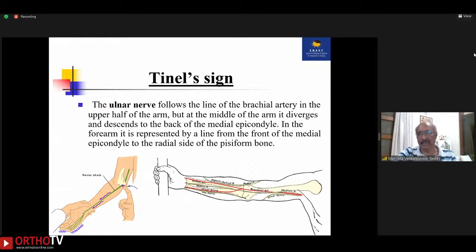Otherwise, Tinel's is a specific sign where you need to tap over the nerve. A lot of the time when we ask the student about the surface anatomy, they don't answer. So I request all the students: for the three peripheral nerves, you must know the surface anatomy. You should be able to draw the nerve on the skin.